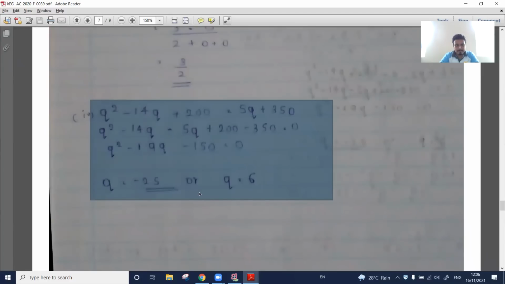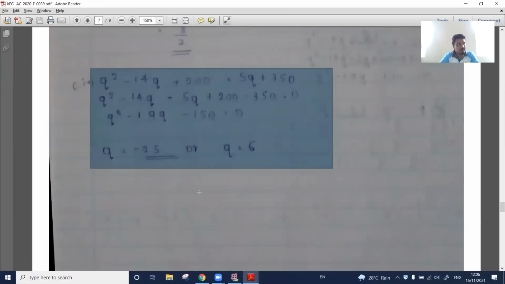Tell me whether these answers are correct. Q equals minus 25 and Q equals 6.